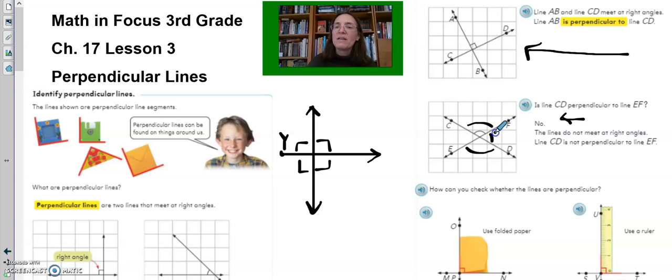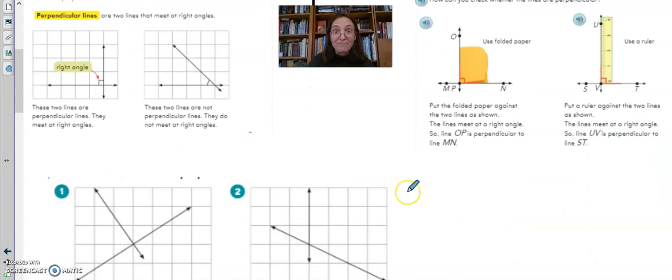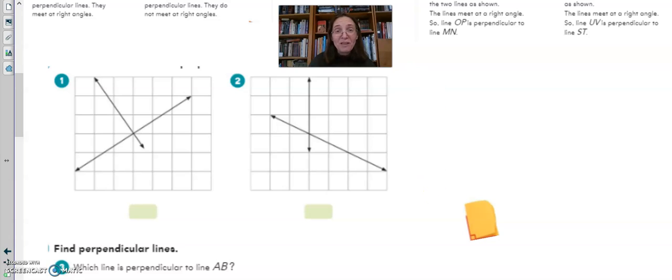Now, if you wanted to show a difference in degree of separation, then we would say that this angle is smaller than this one, so we'll give it two curvy lines, but it's equal to this one, which also is not a right angle. You can still use your folded paper to check, and your job today is to use that folded paper and what you know about right angles to find perpendicular lines.